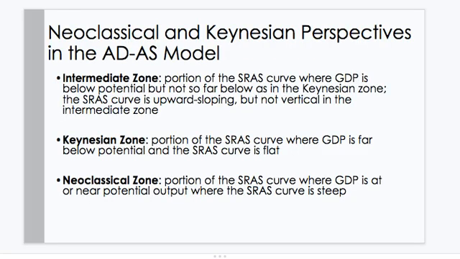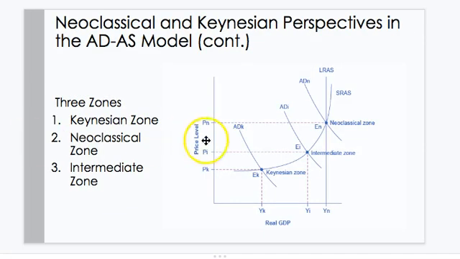Neoclassical and Keynesian perspectives in the AD/AS model. Intermediate zone: the portion of the SRAS curve where GDP is below potential, but not so far below as in the Keynesian zone. The SRAS curve is upward sloping, but not vertical in the intermediate zone. Keynesian zone: the portion of the SRAS curve where GDP is far below potential and the SRAS curve is flat. Neoclassical zone: the portion of the SRAS curve where GDP is at or near potential output, where the SRAS curve is steep.